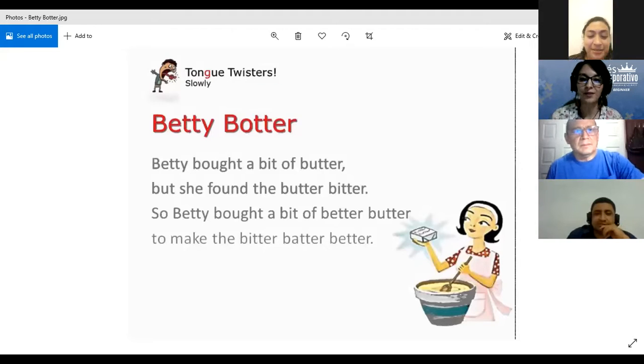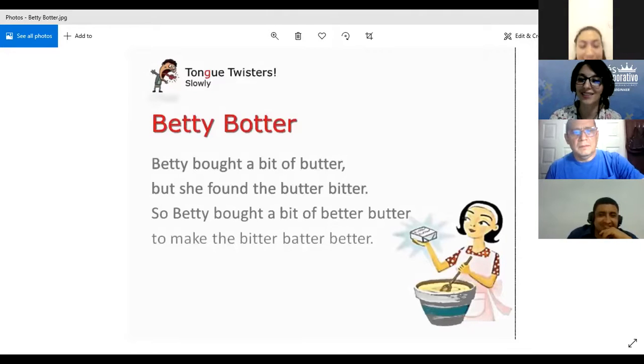Twice. One normal and the other fast. Betty bought a bit of butter, but she found the butter bitter, so Betty bought a bit of better butter to make the bitter butter better.